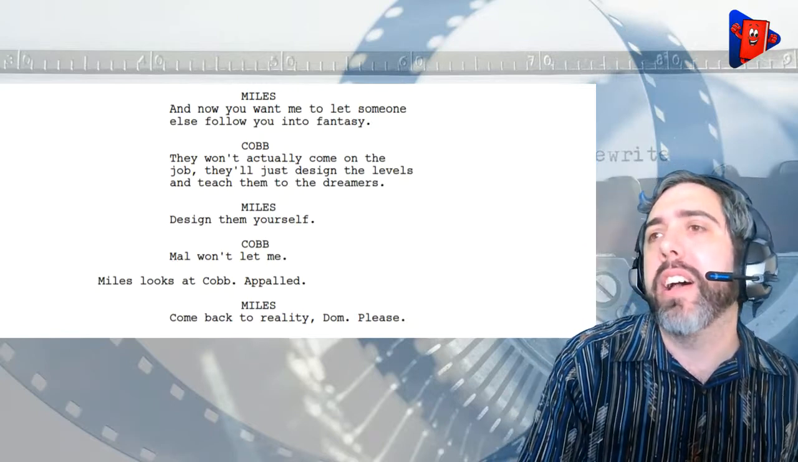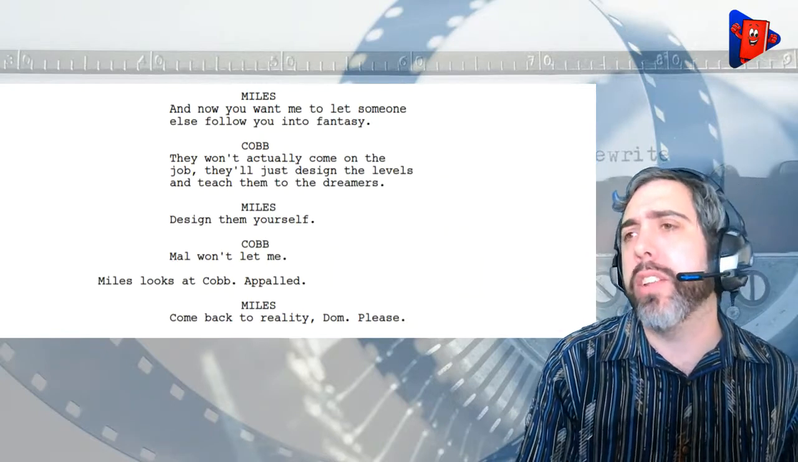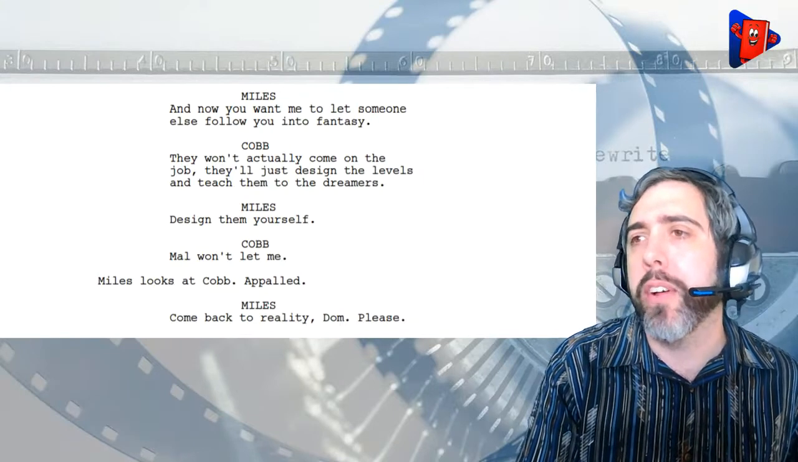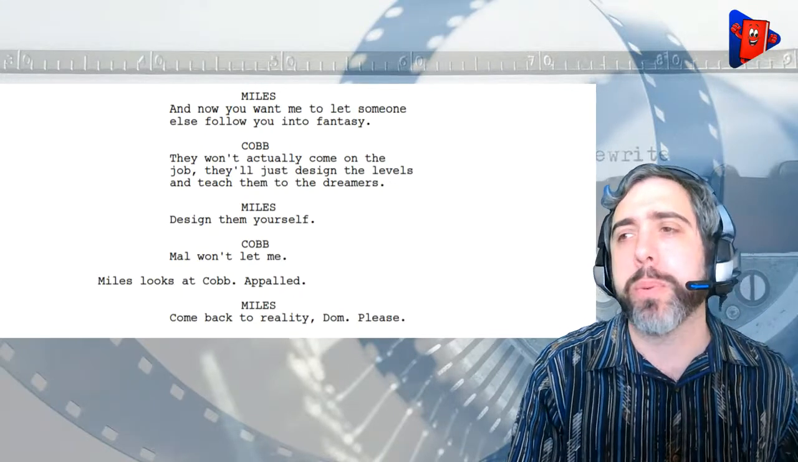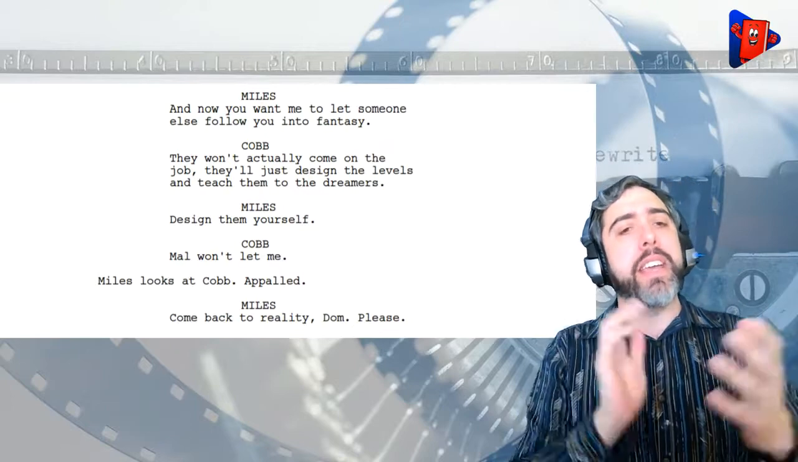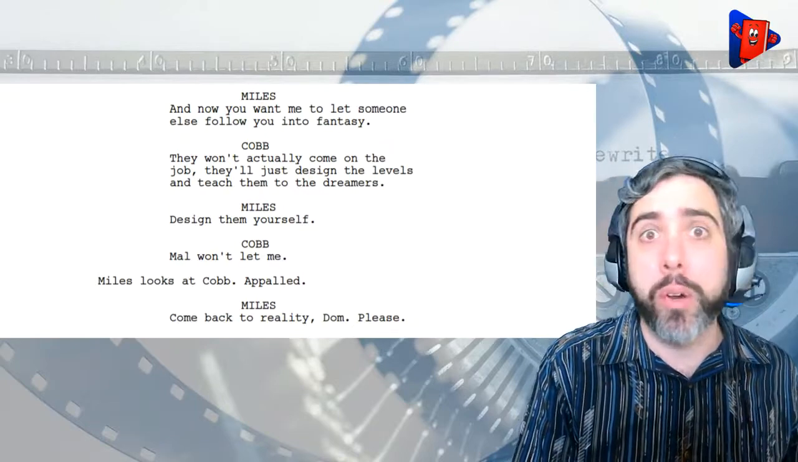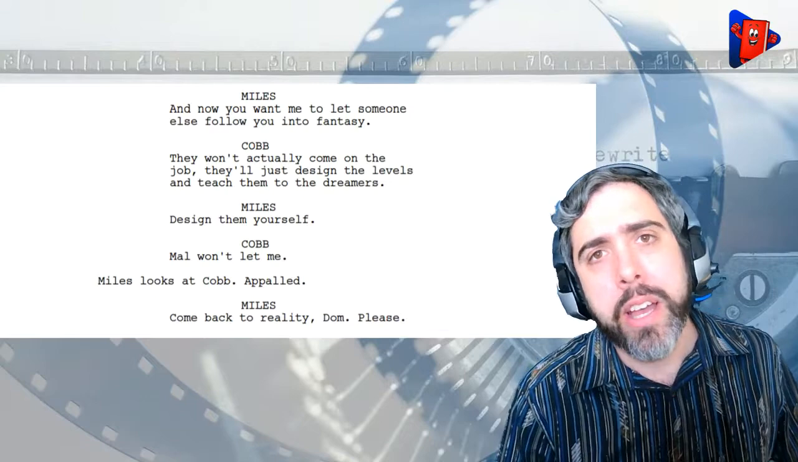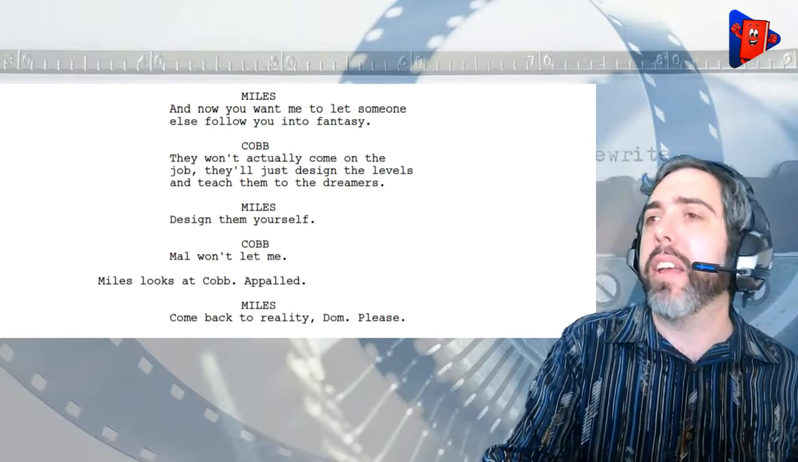And Miles says, you should just design the dreams yourself. And Cobb says, "Mal won't let me." And then Miles says, "Come back to reality, Dom, please." And that is ultimately what the relationship character is going to tell him. It's just going to shift to Ariadne.